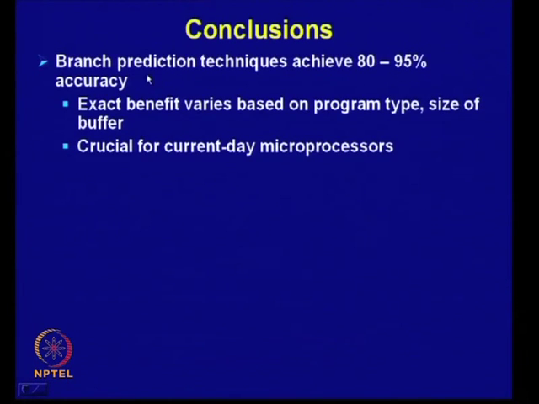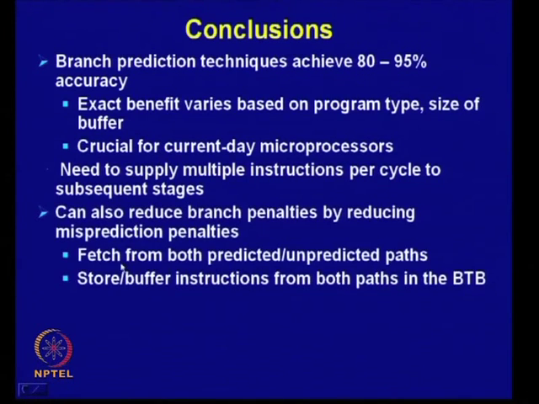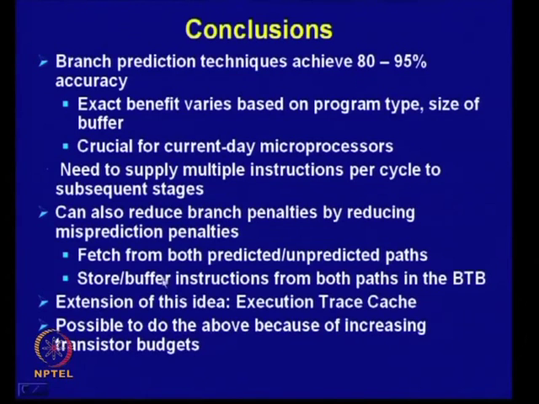Here we can conclude that branch prediction techniques achieve 80% to 95% accuracy, and the exact benefit varies based on the program's type and the size of the buffer. It is crucial for current-day processors, because nowadays we are using superscalar architecture where multiple instructions are issued, so branch prediction is extremely essential, because we need to supply multiple instructions per cycle in the subsequent stages. It can also reduce branch penalties by reducing misprediction penalties, fetching from both predicted and unpredicted branches, and storing instructions from both paths in the BTB. Later on we shall see an extension of this idea, the execution trace cache.